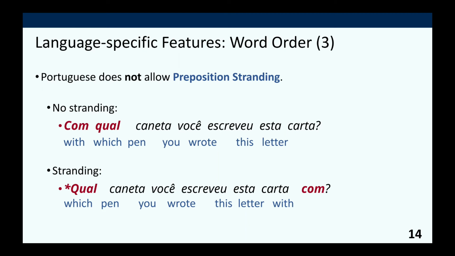Saying something like "Qual caneta hoje escrevo esta carta com" is completely ungrammatical. That's what this little star means that we draw at the start of sentences in linguistics. It means that sentence is an example of a sentence that is ungrammatical.